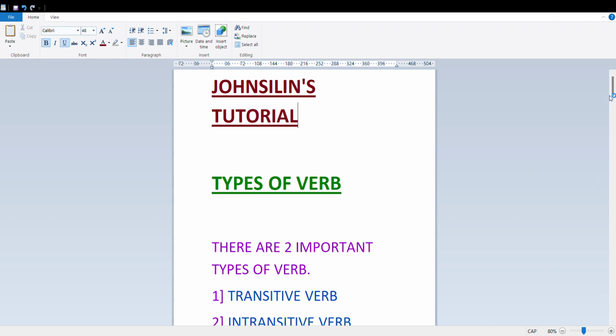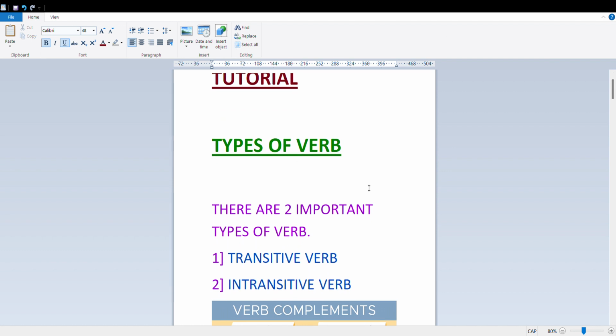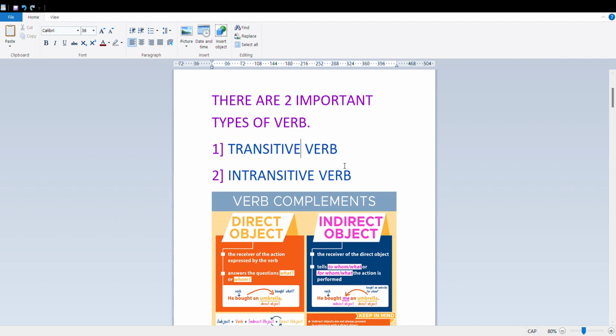Last time we saw types of pronoun, and before that we learned about types of pronoun. Our today's topic is types of verb. So what are types of verb? There are many types of verb, but among those there are two important types. These two important types of verb are transitive verb and intransitive verb.